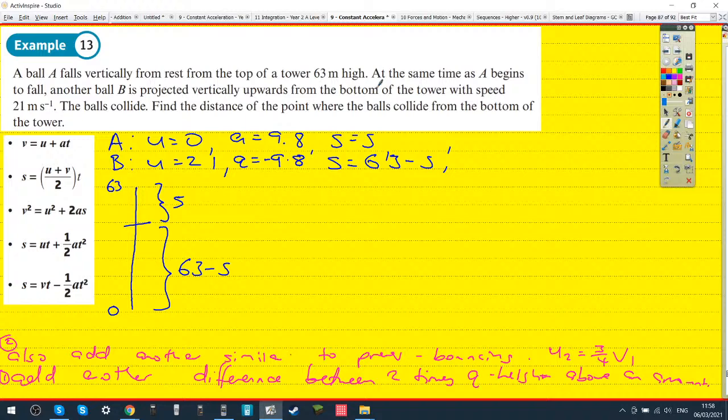Wait, but can't we do the equation with just what we've got now? Or would that not work? No, that's only three things. Oh, we need t. Yes, we need t because the t of one will be the same as the t of the other. We'll be able to swap that in. And so, all right, what can we do?